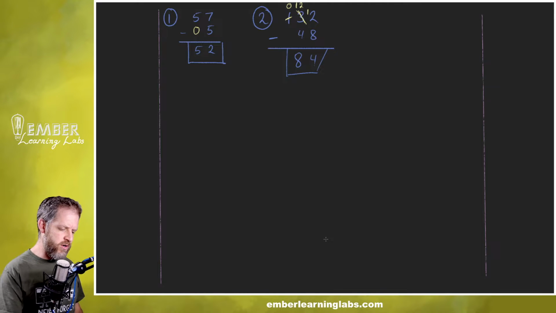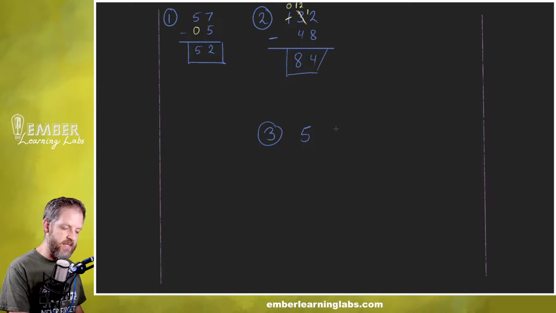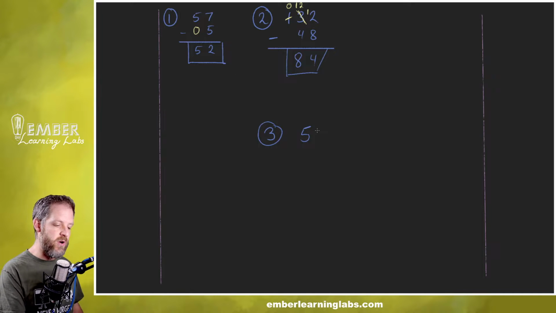Let's do at least one more. Make sure we're good to go. So let's do an example 3. Example number 3. Let's do 5,000. Actually, I just thought of something that we need to practice that I might have forgotten. Let's do 50,000.